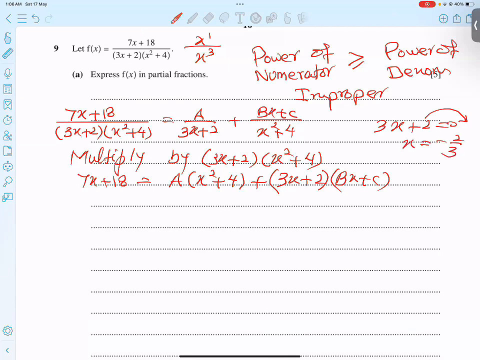I got x equals negative 2 by 3. Put that x value, negative 2 by 3, into the whole equation. So when I plug it in here, what do I get, students? 7 times negative 2 over 3 plus 18, I get 40 over 3 on the left-hand side.